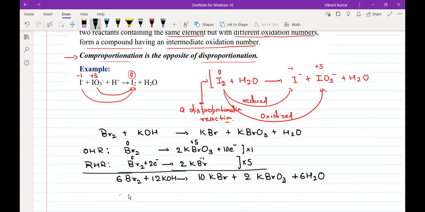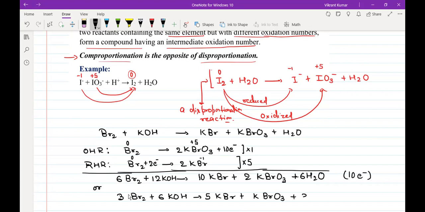Now in this reaction, my point was, in this reaction we have written 10 electrons, or if you want to simplify it, we can also write 3 Br2 plus 6 KOH giving 5 KBr plus KBrO3 plus 3H2O. If you want to write this, I'll write here 5 electrons. So if you divide the reaction by some number, same number say, we need to divide the electrons also. Any doubt in this case? Anyone having any doubt?